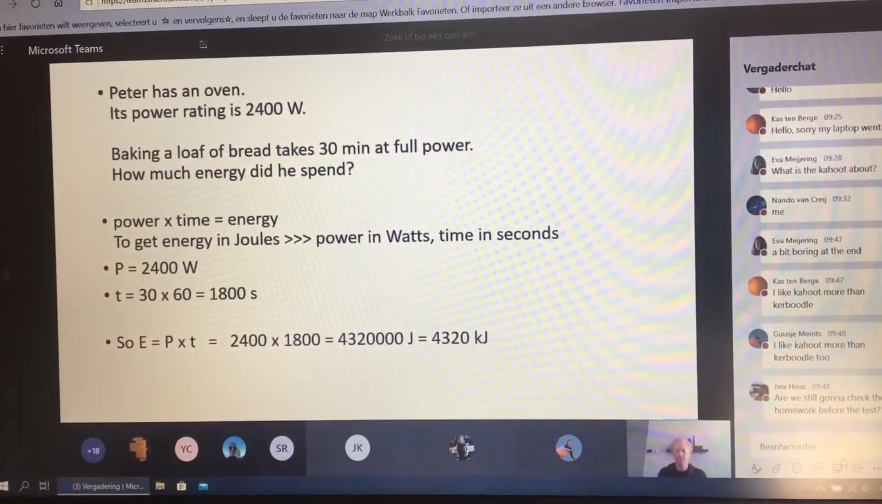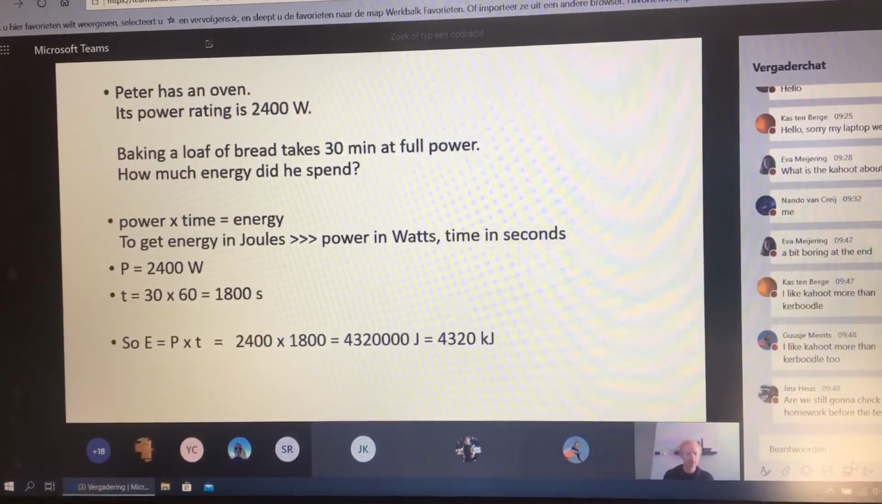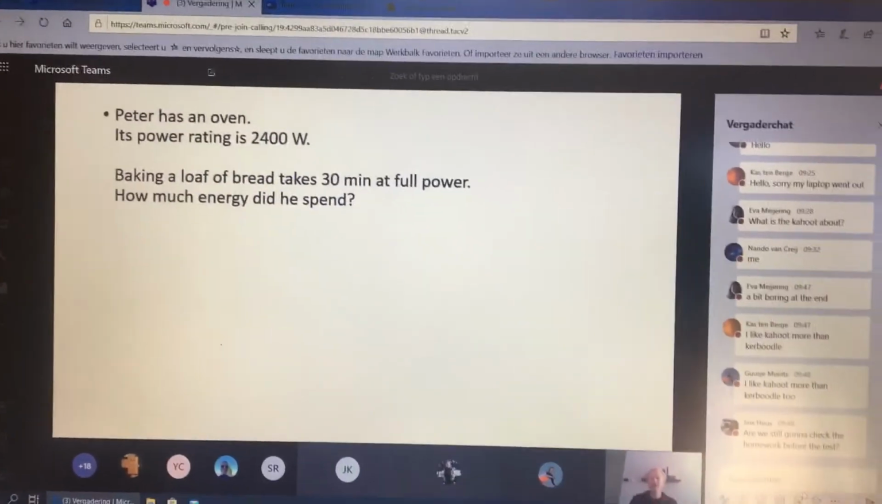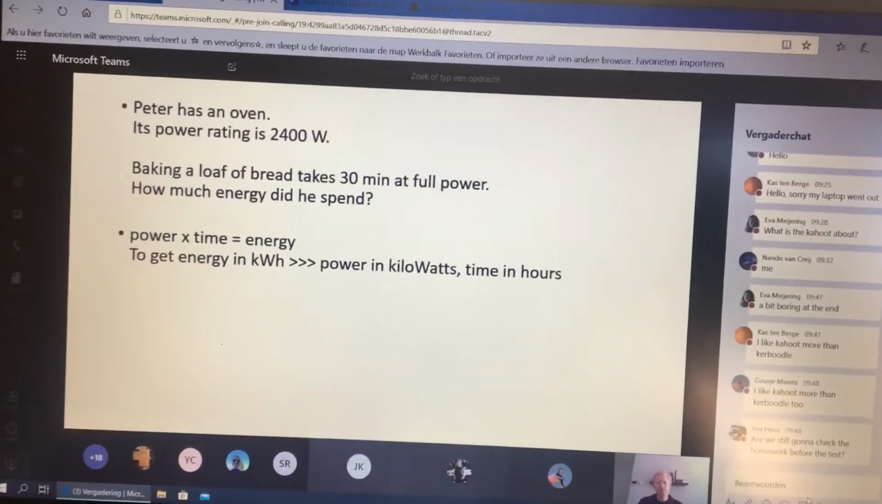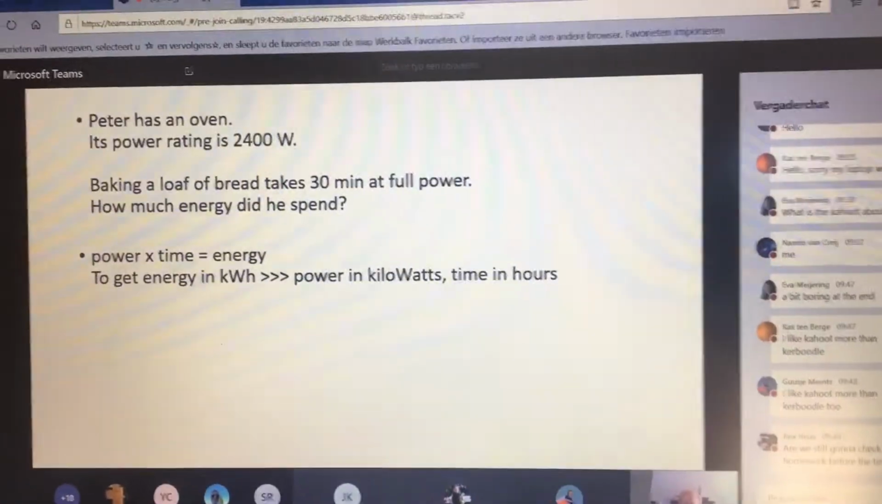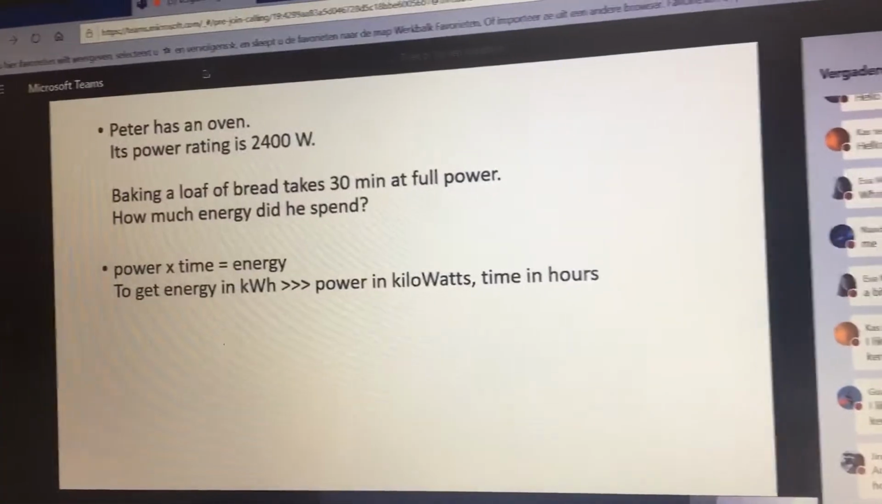All right, down to the same calculation, but now in kilowatt hour. The formula is the same, but the units are different. So we still take the power and the time, we multiply them to get the energy. But now we take the power in kilowatts and the time in hours.